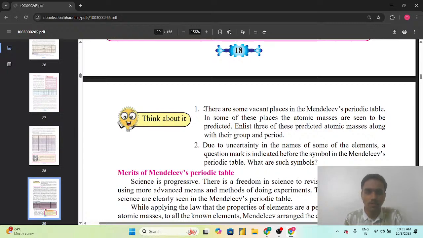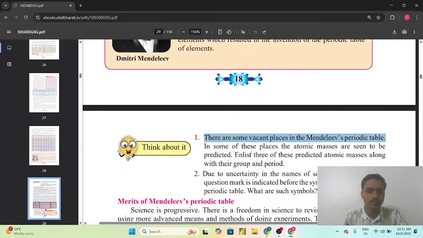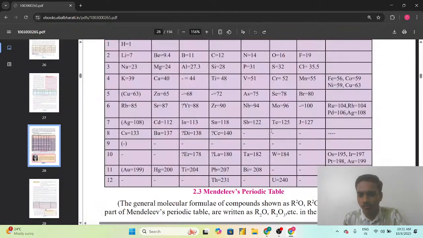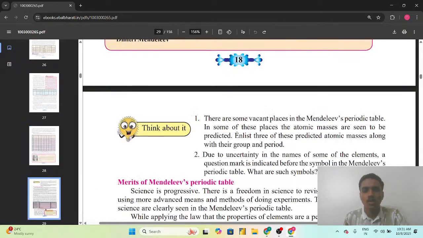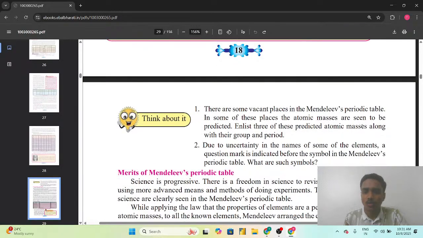तो चलिए देखते हैं वो क्या पूछते हैं, हमें क्या सोचने के लिए कहा जा रहा है। There are some vacant places in Mendeleev's periodic table. जैसा कि मैंने आपको बोला कि यहाँ पर कुछ वैकेंट स्पेसेस हैं जो मेंडेलीव ने लेफ्ट ओवर कर दी थी। So, in some of these places, the atomic masses are seen to be predicted. Enlist three of these predicted atomic masses along with the group and the period.